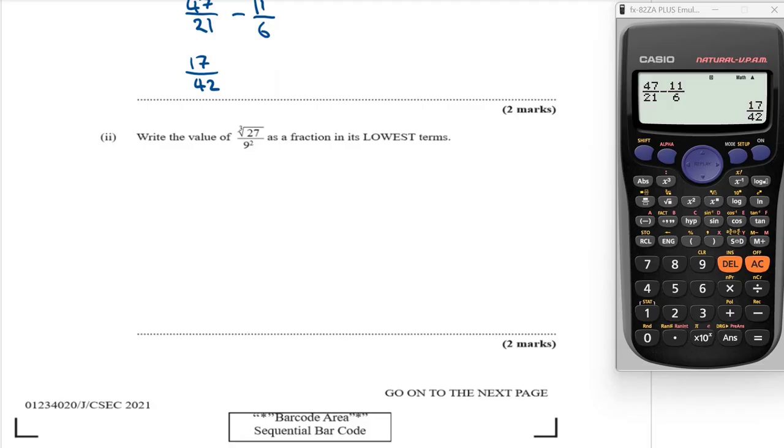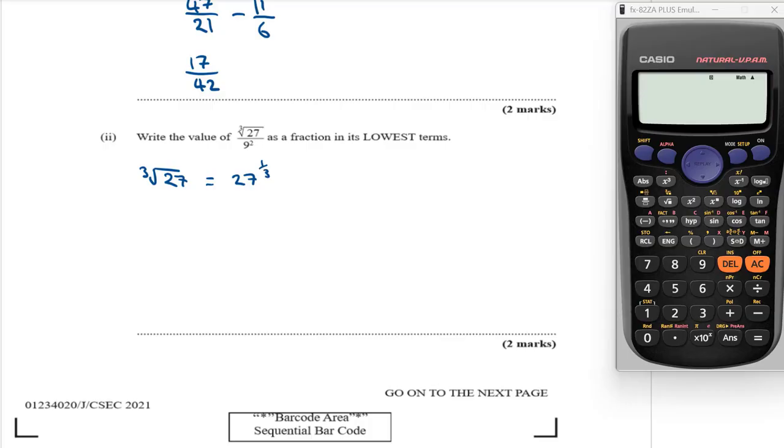Write the value of the cube root of 27 over 9 squared as a fraction in its lowest terms. Now this is where it's important to have a calculator which you understand. So the cube root of 27, let's clear our calculators. The cube root of 27 is the same thing as saying 27 raised to the power of 1/3.